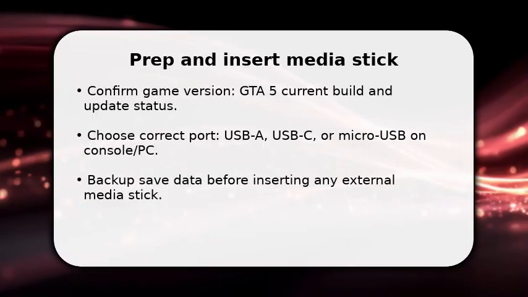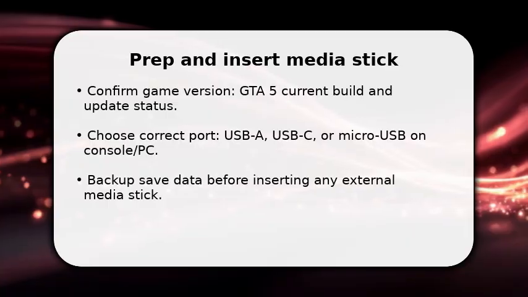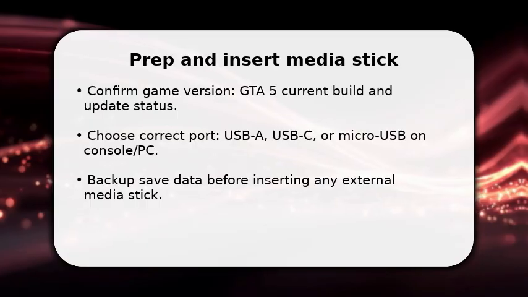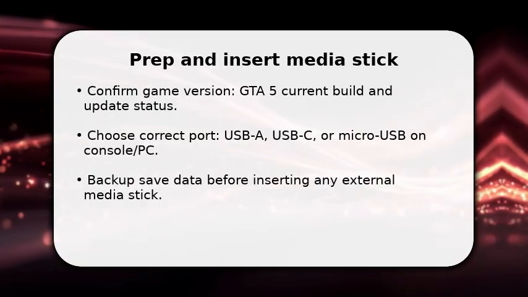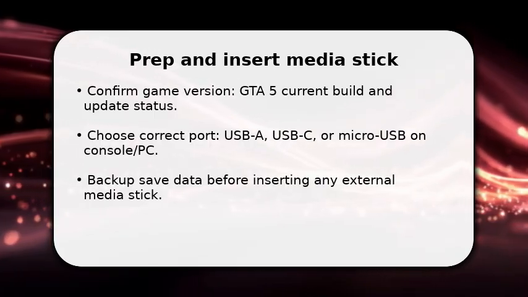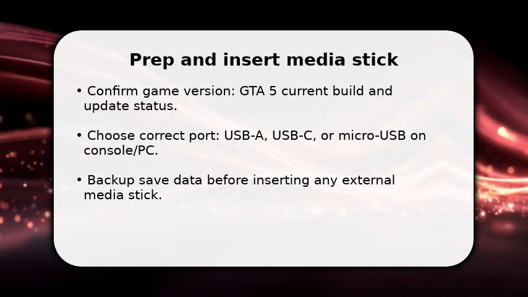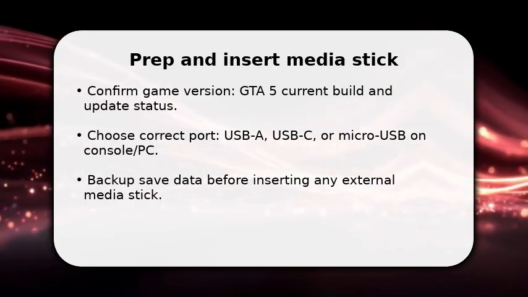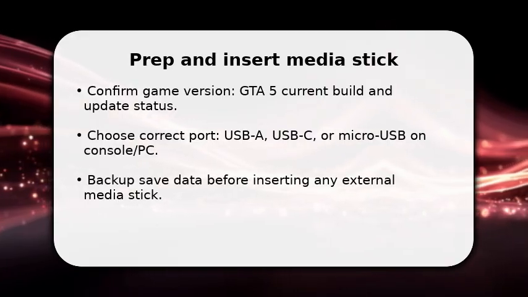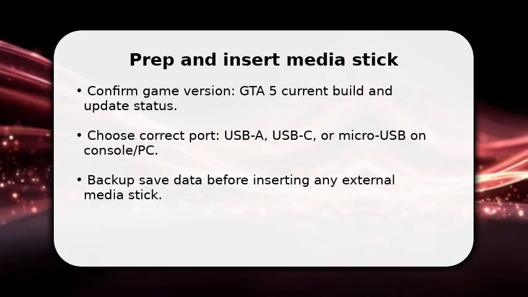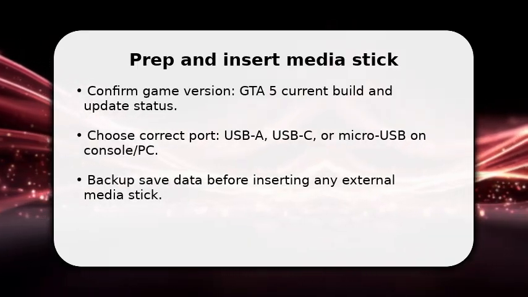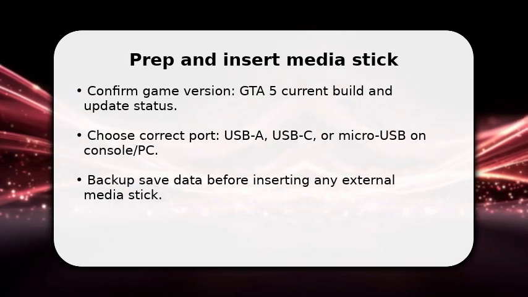You begin by preparing the media stick and your system. Insert the stick into the correct port while GTA 5 is closed. Make sure the stick is formatted and has available space for transfer. If you're on console, navigate to the storage settings so the system recognizes new media. Once done, power on GTA 5 and go to the game's interaction menu to access content transfer options. These first steps ensure the stick is readable and that you can move files without corrupting saves.